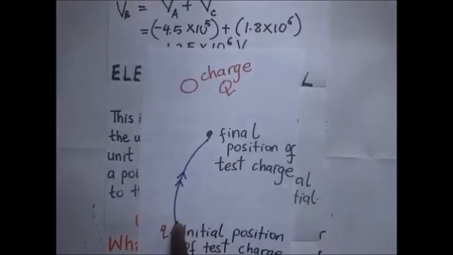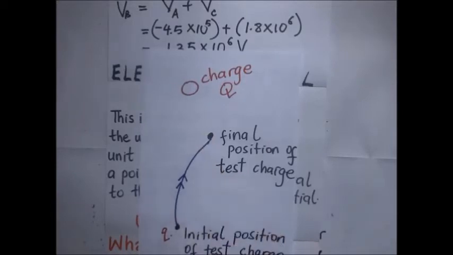If this point has a lower potential and this has a higher potential, the work done in moving this charge from a position of low potential to a position of high potential is what we are calling potential difference. In this tutorial, we shall derive the formula of work done in moving this charge from this point to that point.